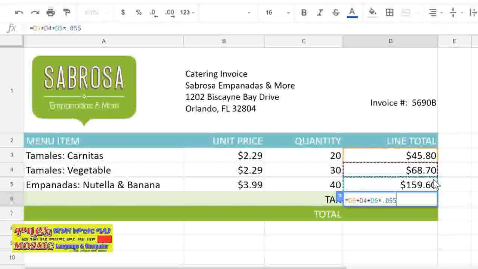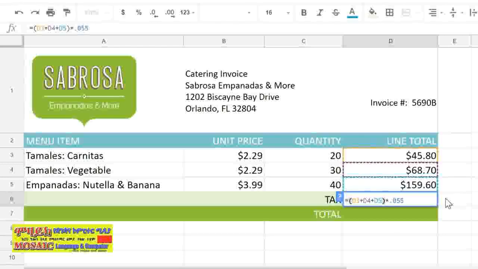Now, is this formula going to give us the correct answer? No, it's not. Multiplication comes before addition in the order of operations. So the spreadsheet is going to multiply D5 by 0.055 first. Then it'll add D3 and D4, which isn't what we want. We want these 3 values to be added first. So to do that, we just need to put them in parentheses.